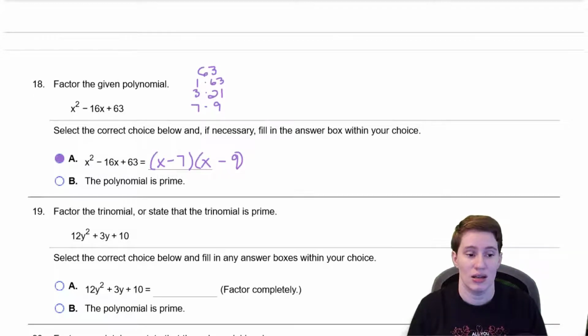19 has something in front of our squared, and so this is trickier. There are a lot of different ways we can use to factor ones like these.